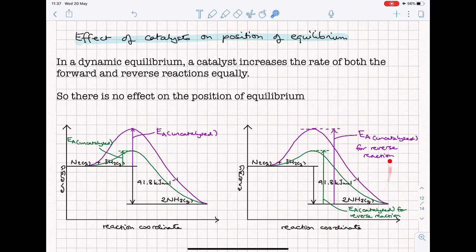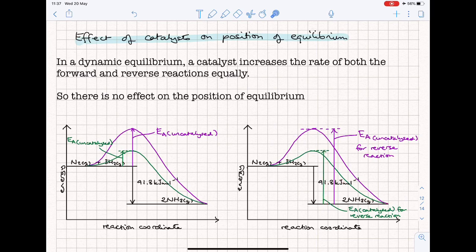On the right hand side we've got the same diagram. All I've done differently is label the activation energy for the reverse reaction. So like the forward reaction, activation energy always starts from the reactants, so in this case it would be from the ammonia, and the arrow then points to the line for the activated complex or the intermediates. So by adding a catalyst, I've lowered the activation energy for the reverse reaction as well.